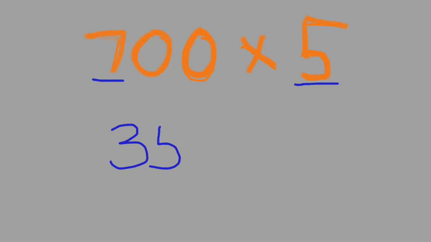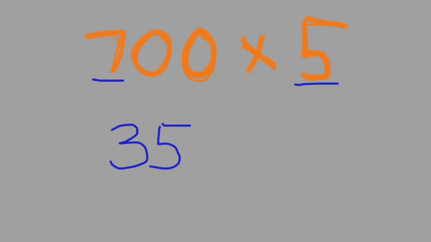Let's start with the example 700 times 5. The first thing that we're going to do is underline the non-zero numbers in our factors. So I underline the 7 and the 5. Next, I'm going to multiply the 7 and the 5 together. 7 times 5 equals 35.